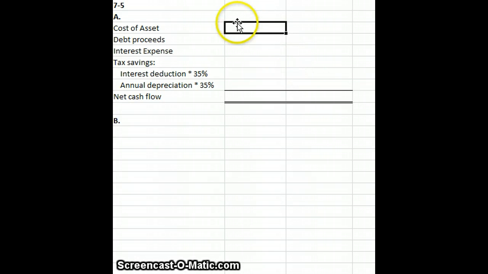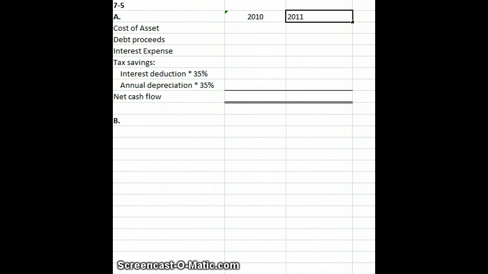So let's look at the cash flow. I better put 2010 and 2011. So sorry about that. We'll center center that, and need to format that better. I'm sorry, I get kind of picky about this nonsense.